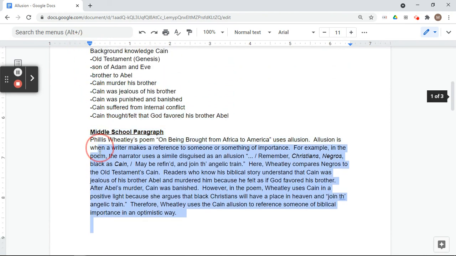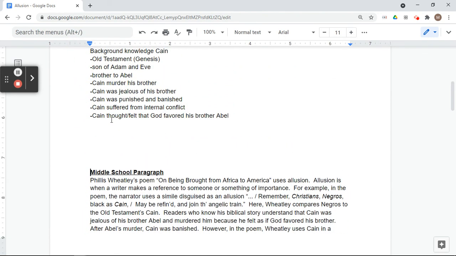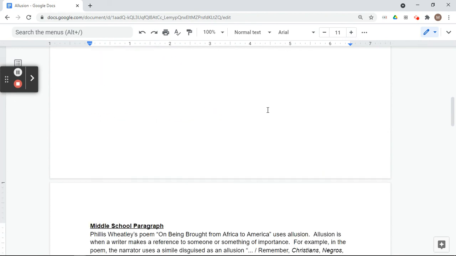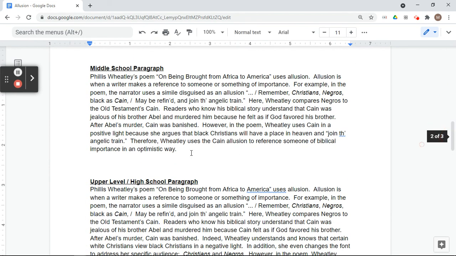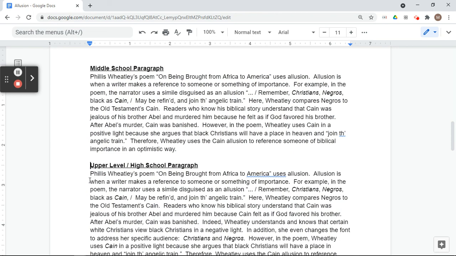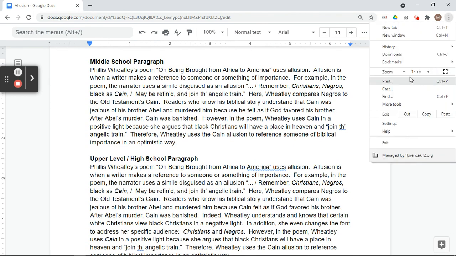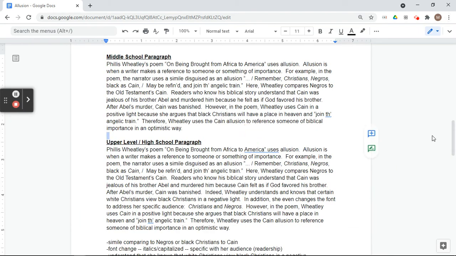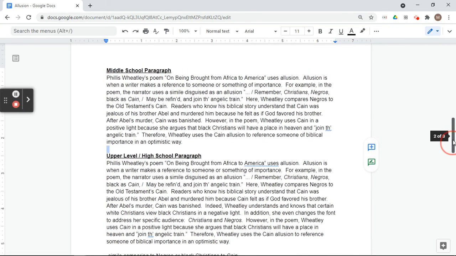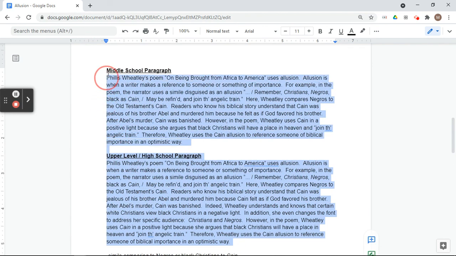And again, part of your role as a writer is to identify, how do you want to set this up? How do you want to use your text evidence and set yourself up for success, addressing your readers and setting yourself up with your paragraphs? So here we have our middle school paragraph, our upper level high school paragraph.